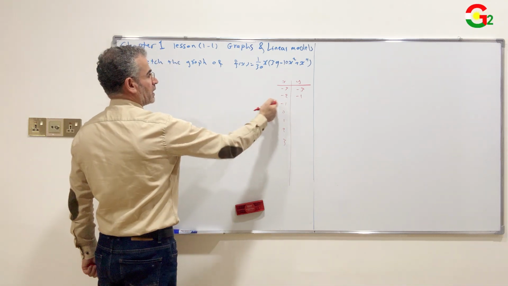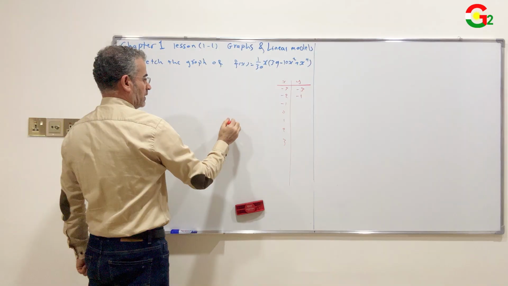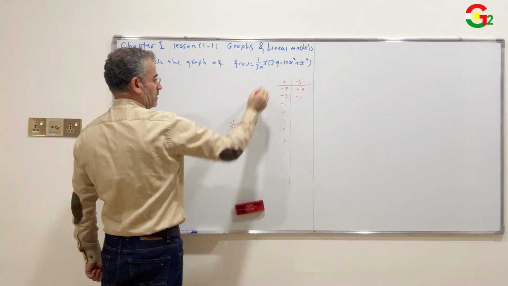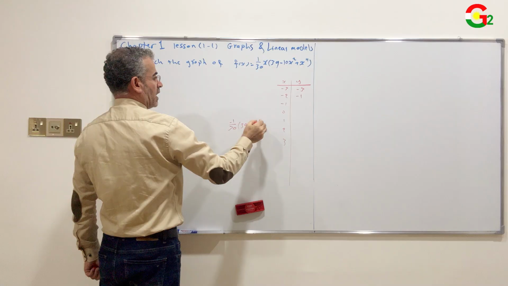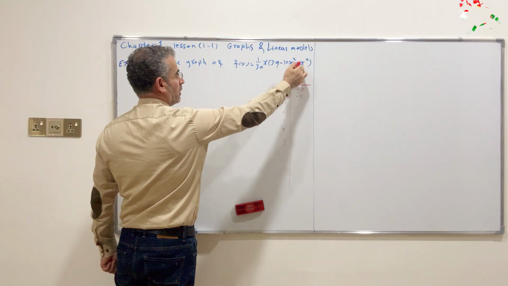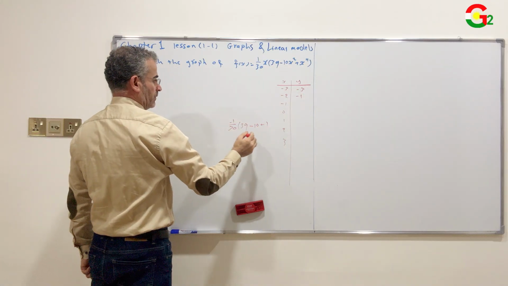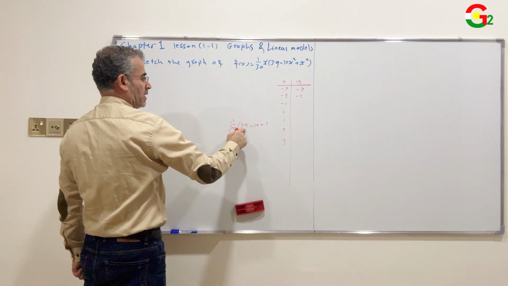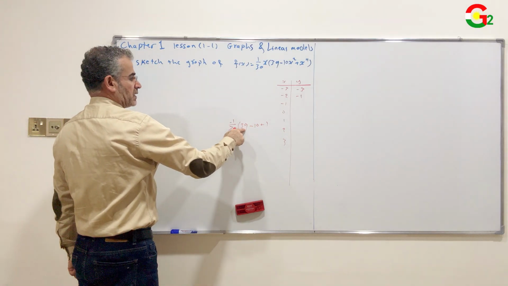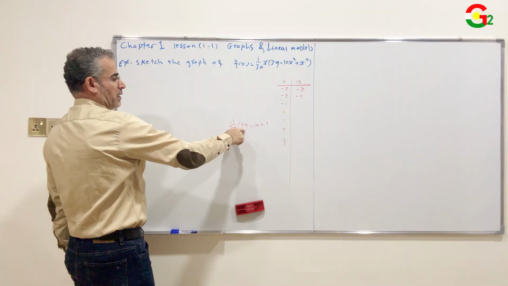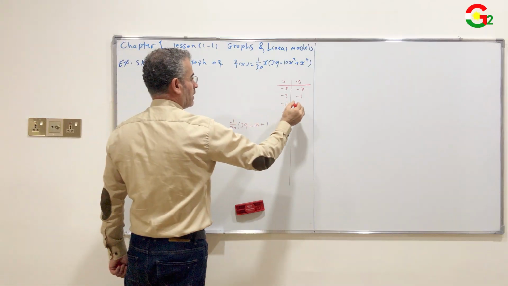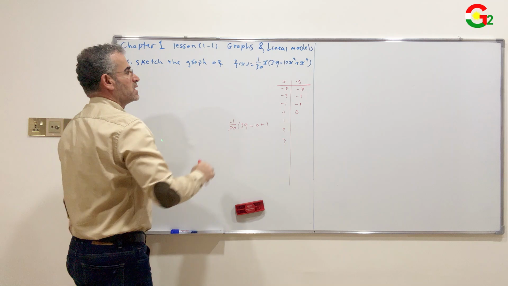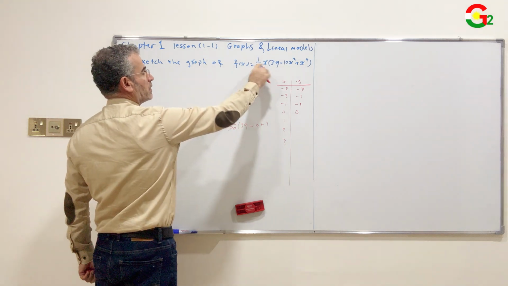When x equals negative 1, negative 1 over 30, 39 minus 10 times negative 1 squared, 1, plus 1. Negative 10 plus 1, negative 9, plus 39, 30 over 30, negative 1. When x equals 0, the value is 0 since we have x as a factor here.